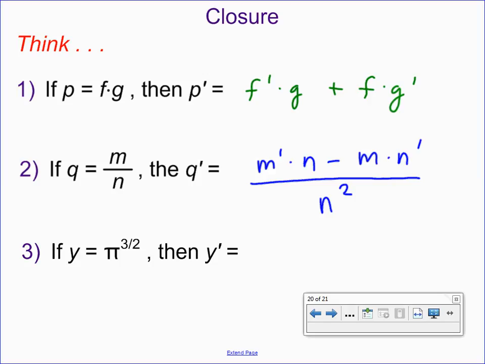Good job. And lastly, if Y is pi to the 3/2, then Y prime equals, Kobe? 0. True that, my brother. And so the derivative of any constant function is 0. Way to go. Great work today, you guys.